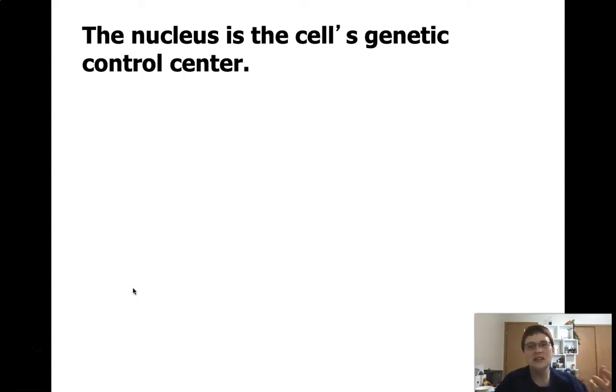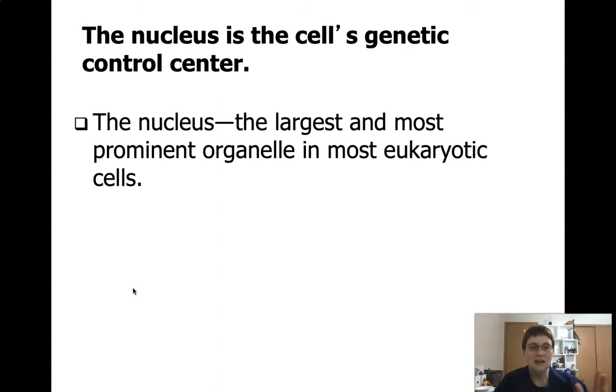So the nucleus is the cell's genetic control center. It has a lot of important information. It is the largest and most prominent organelle in most eukaryotic cells. In the drawings, you'll notice it is usually the biggest one, a big round ball. And when we look at cells underneath the microscope, it's going to be the big part of the cell.